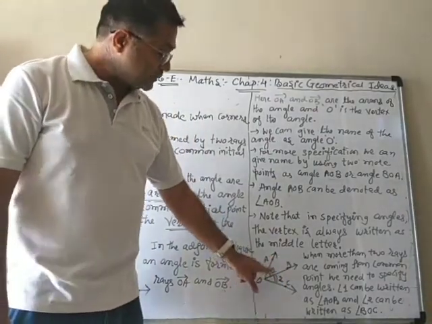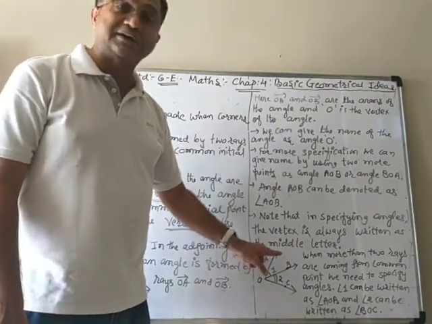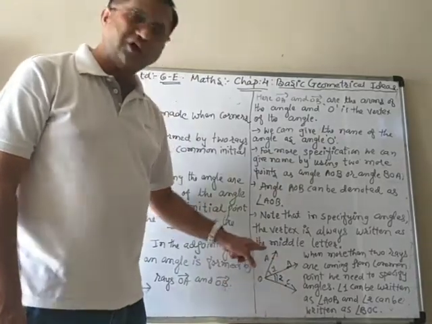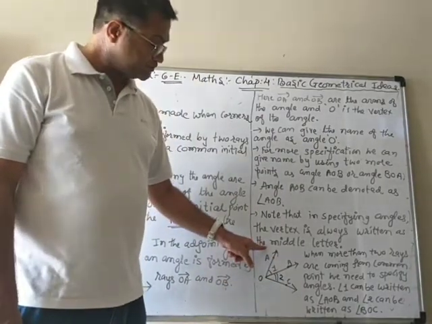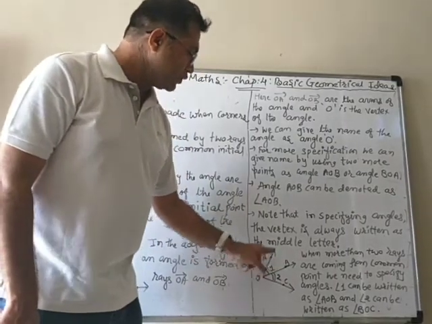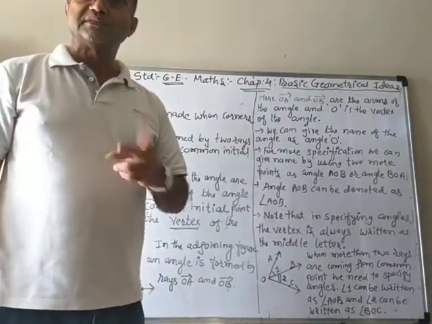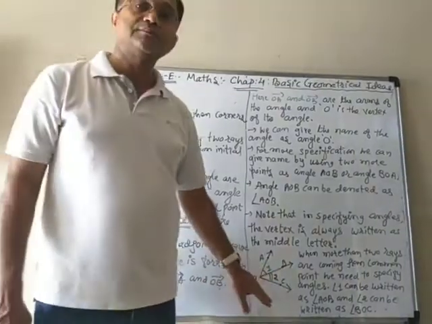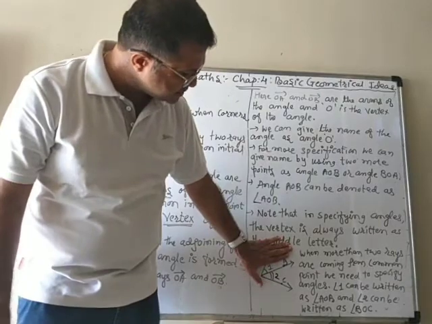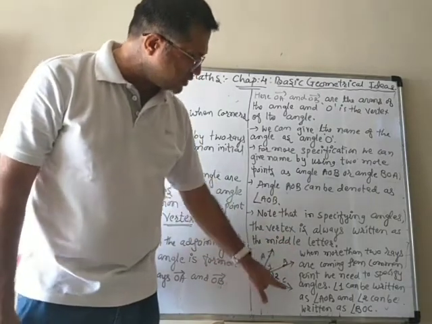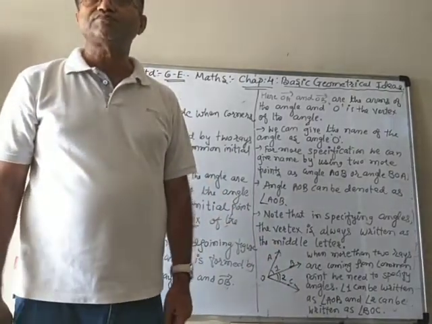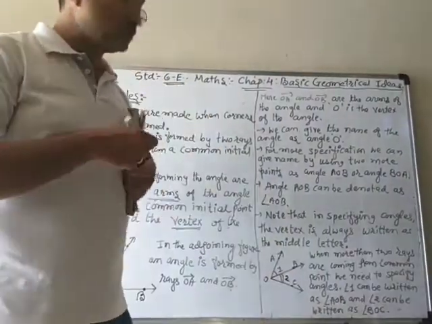Therefore, it is better to write angle 1 as angle AOB, or you can write angle BOA also. Not a problem. So it is angle AOB or angle BOA. Similarly, the number 2 angle, the down one, you can write as angle BOC or angle COB. More specifically, you can do the third also.